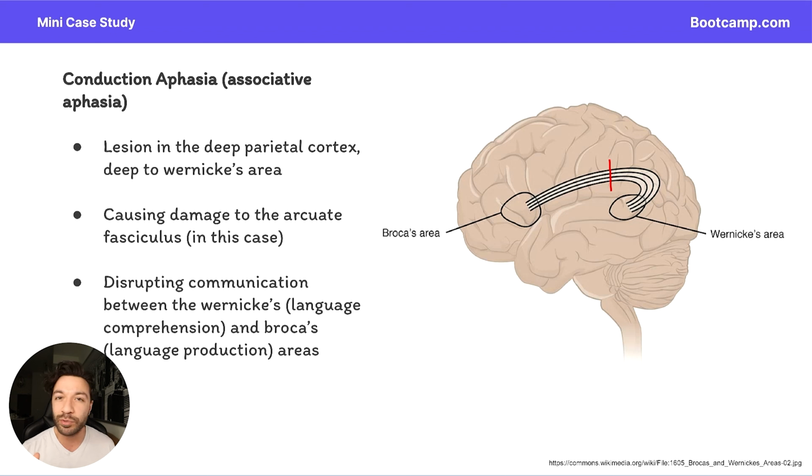So the patient is able to comprehend what is being asked and what is being said and what she wants to say, but she's not able to say it. There's that disconnect from what she understands to what she's trying to say. And this is all caused by damage to the arcuate fasciculus, disrupting that means of communication between language comprehension and language production.